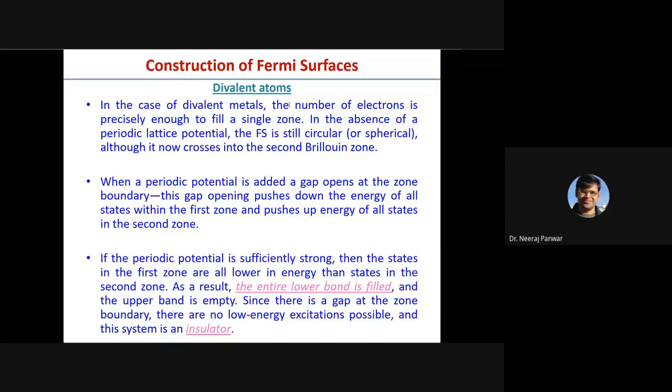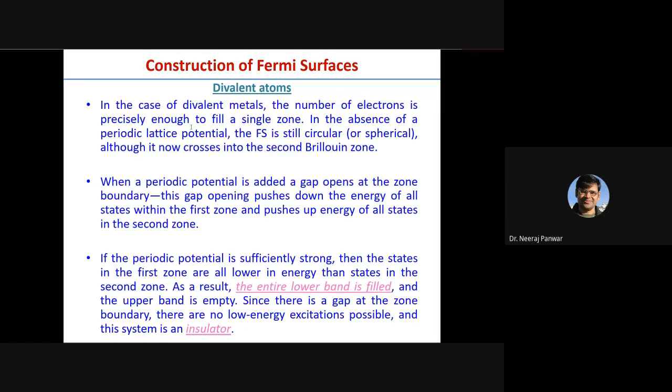So we have seen the examples of how the distortion would occur in case of monovalent metals. Now we can consider the case of divalent atoms and then polyvalent atoms. In case of divalent atoms, the number of electrons is precisely enough. For example, in sodium, only half the area or volume of the first Brillouin zone was occupied by the Fermi sphere or Fermi circle, because each atom was contributing one electron.